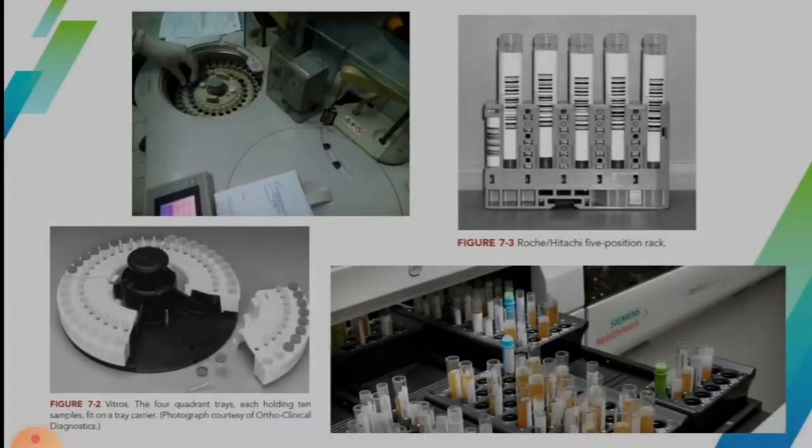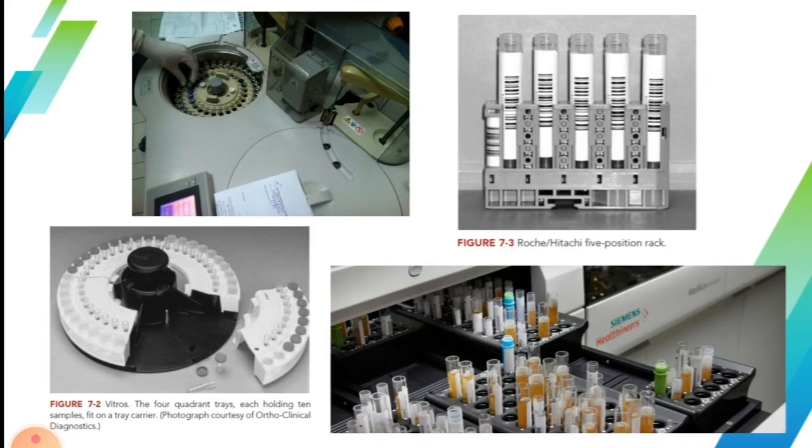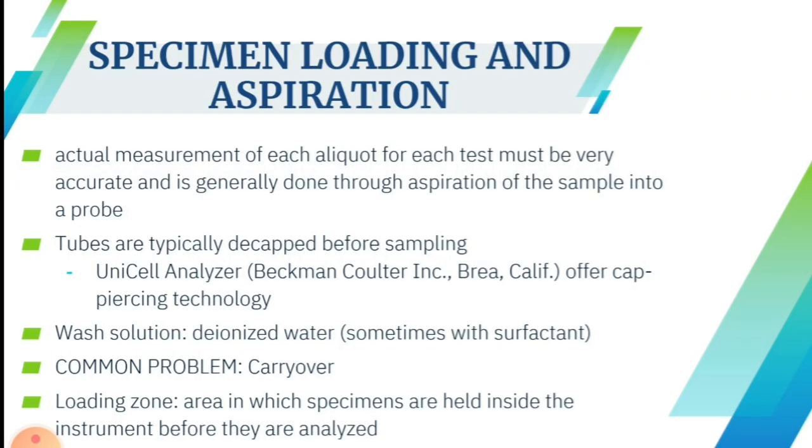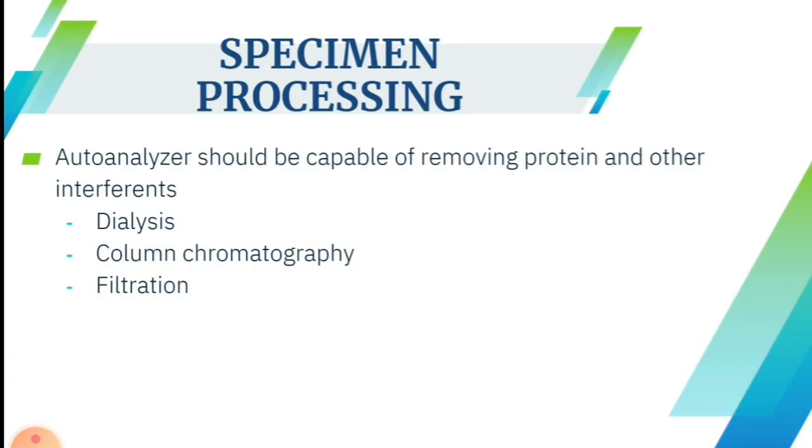This is how it looks, everyone. For figure 7-2, this is the Vitros machine. There are 4 quadrant trays. And for figure 7-3, it is the Roche or the Hitachi 5-position rack. Sampling probes on instruments using specific sampling cups are programmed or adjusted to reach the prescribed depth in those cups to maximize the use of available sample. For specimen processing, autoanalyzers should be capable of removing protein and other interferents, such as in the following examples: dialysis, column chromatography, and filtration.